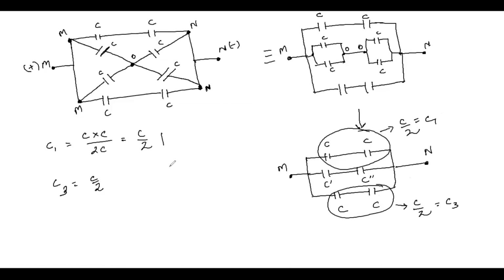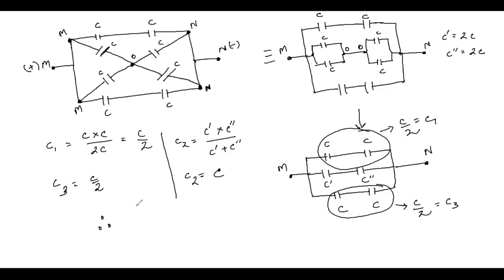Now for C2, the middle branch, we have two capacitors C dash and C double dash which are connected in series. So it will be C dash times C double dash by C dash plus C double dash. Both C dash and C double dash are nothing but 2C. When you calculate this, you will find a capacitor of capacitance C.